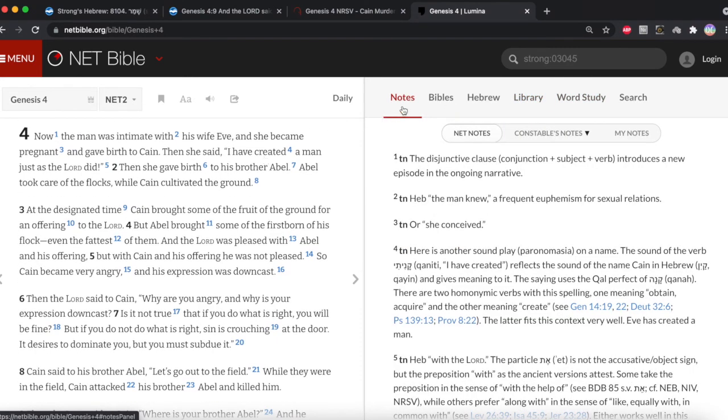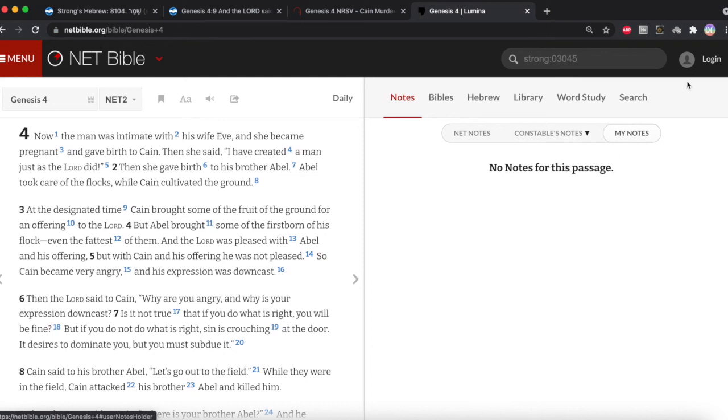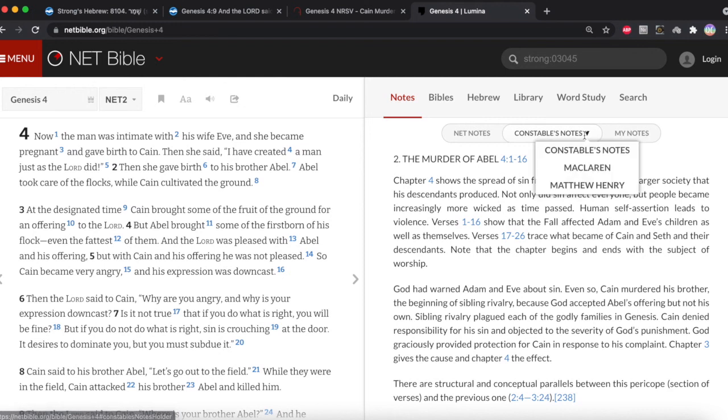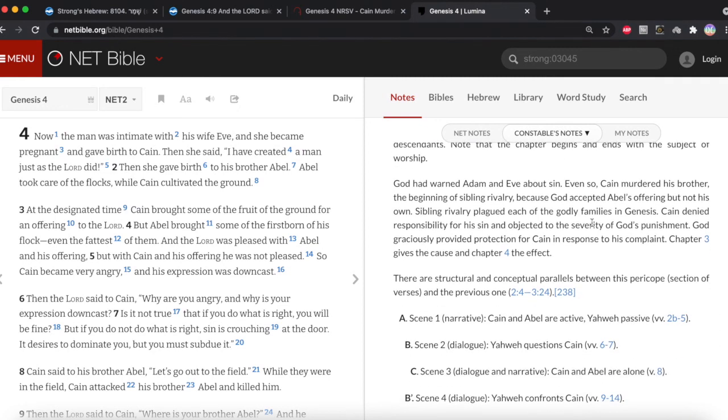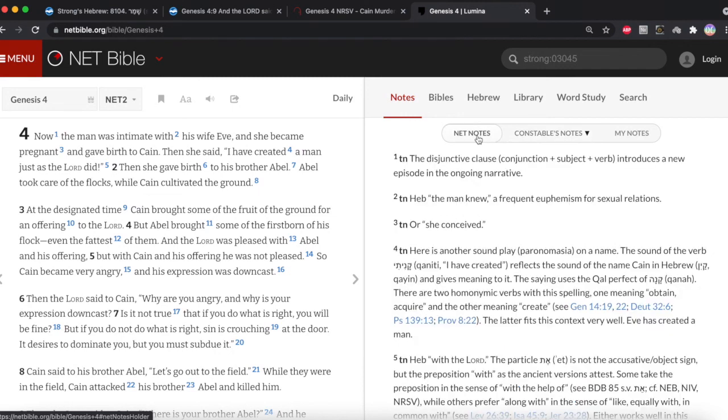Here is the best part. This is what Lumina has that Bible Hub does not. This is my favorite part about Lumina, the notes section. NET Notes. If you log in, you can also make notes yourself, which is nice. Constable's notes, McLaren, these I don't tend to look at, but if you want more commentary and you're willing to sift through some stuff of varying theological bent, you've got that. But I love the NET Notes.